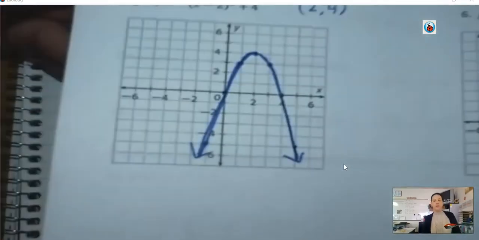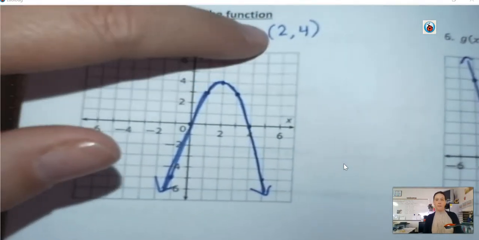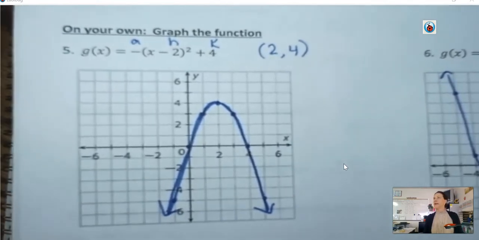This is what the graph looked like if you did graph it. It had a maximum value at (2, 4). Questions on number 5? Okay, last one.